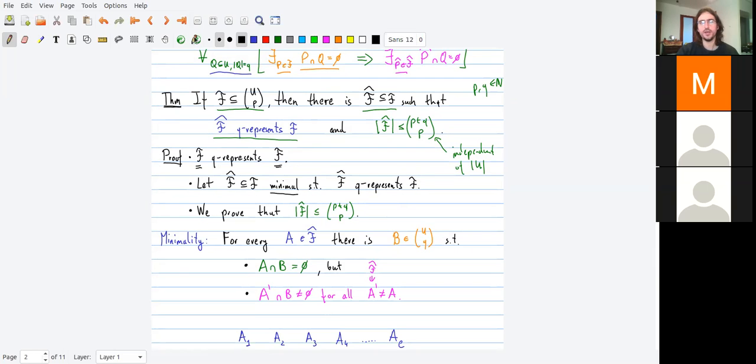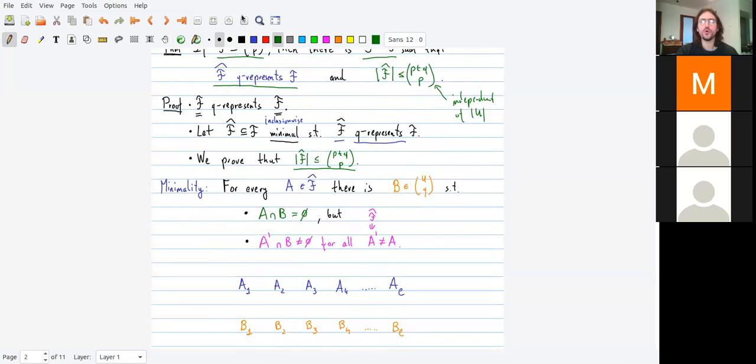So I take a subfamily F hat of family F such that F hat represents F and is minimal with respect to this condition, inclusion-wise minimal. I can compute it by just taking sets, and as long as I can remove something, I remove something. And I will prove that if I take an inclusion-wise minimal one, it is already small. Any inclusion-wise minimal subfamily F hat representing F is actually of size at most P plus Q choose P.